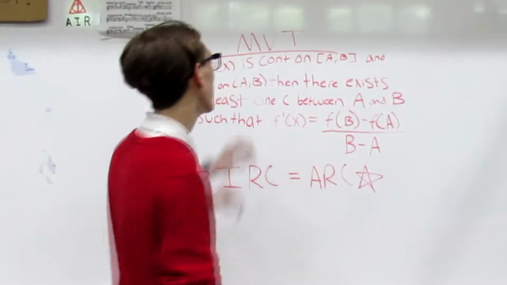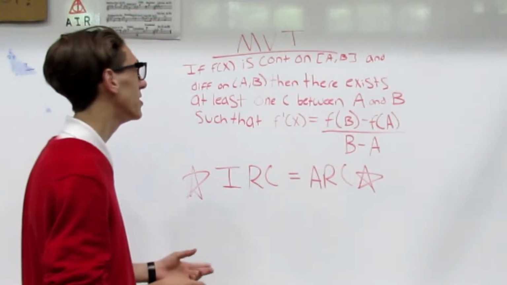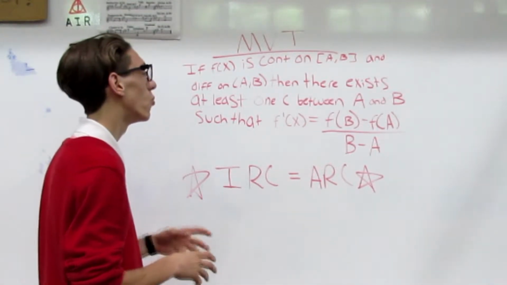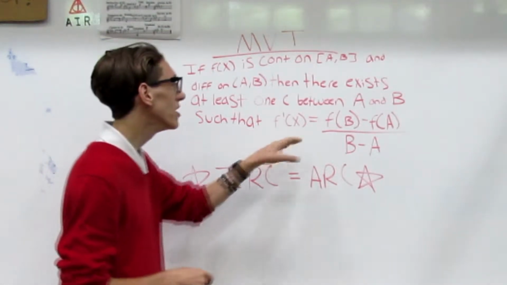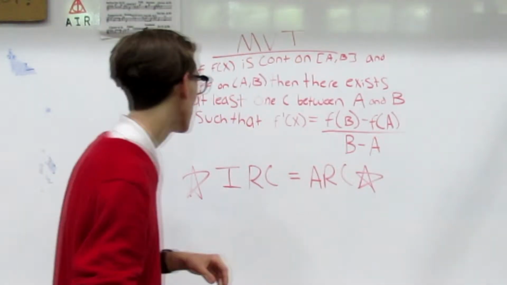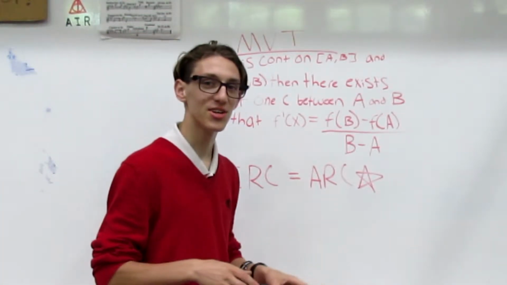Alrighty guys, right here we have MVT. If f of x is continuous on a to b and differentiable on a to b, then there exists at least one c between a and b such that f prime of c is equal to f of b minus f of a over b minus a. So IRC is equal to ARC.